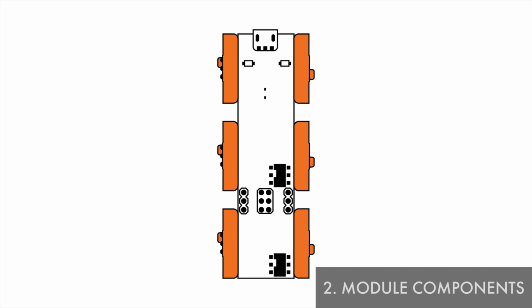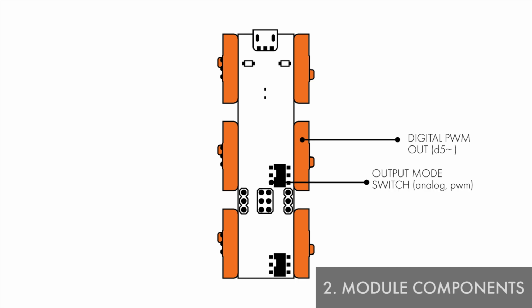Looking at the output connectors, the first we'll see is digital output, and it's connected to pin D1. This connector also has serial output capabilities. The middle output connector is a digital output. It has PWM capabilities and is connected to pin D5. This output has a mode switch that allows you to select between analog and PWM outputs.